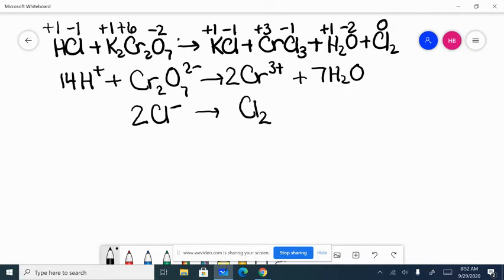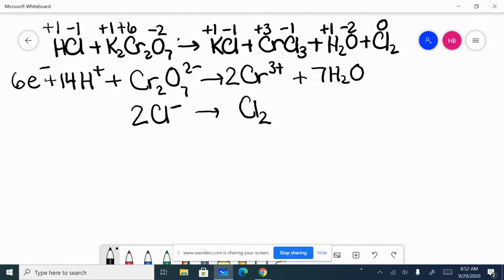And now we need to balance it according to charge with electrons. Right now on the reactant side, I have 14 pluses and 2 minuses, so that adds up to a total of +12 on the reactant side. And we have 2 times +3 on the product side. So +12 on the reactant side and +6 on the product side. So I need to bring the +12 down to a +6 with 6 electrons. 6 electrons go on the more positive side.